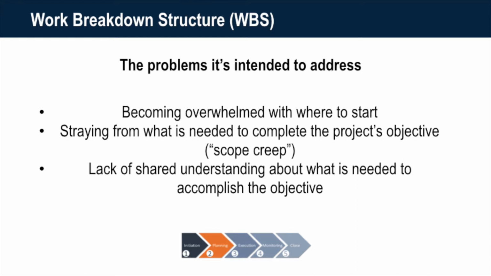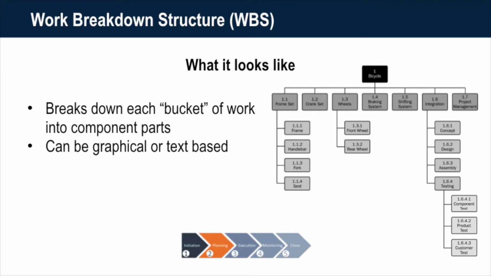And then finally, a lack of a shared understanding about what is needed to accomplish the objective. And a classic example of this being used to good effect comes in the form of planning events. And so thinking about all the little nuance that's needed for that. So next we'll show you an example. So here's an example of what it looks like in action.